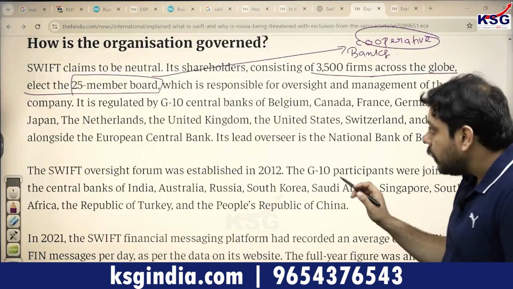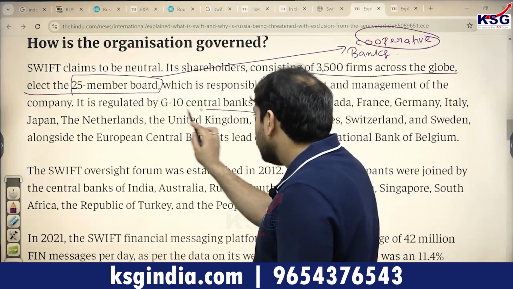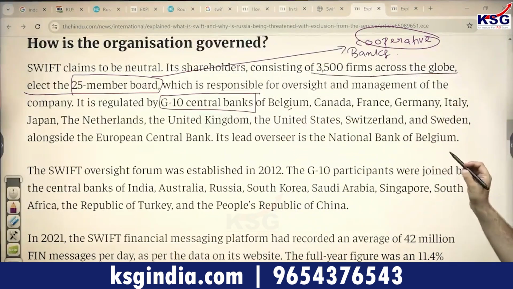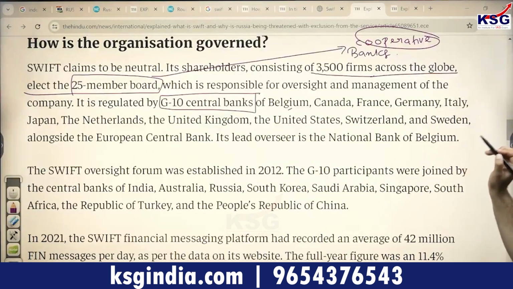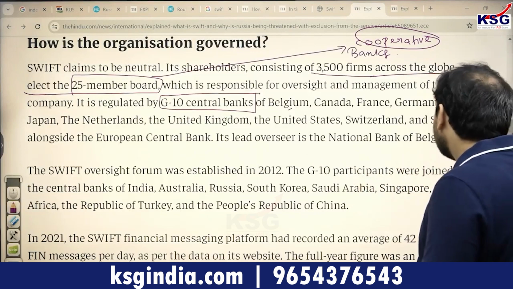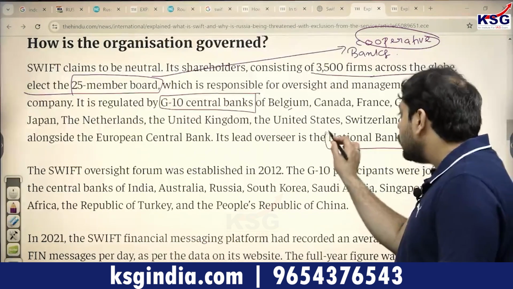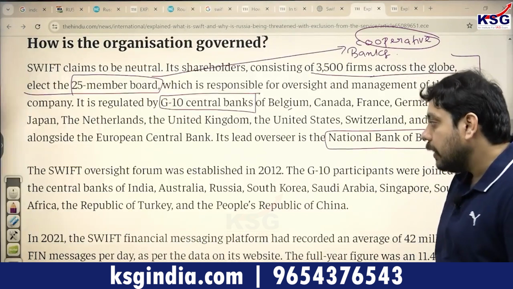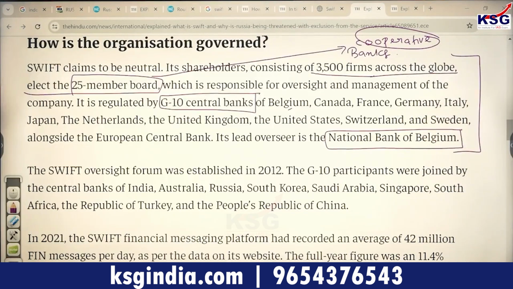It is regulated by the G10 central banks. This we have already seen, which include Belgium, Canada, France, Germany, Italy, Japan, Netherlands, UK, USA, Switzerland, and Sweden. Also, the European Central Bank. Its lead overseer bank is the National Bank of Belgium. I hope that you are able to take a set of notes upon this paragraph very clearly. You may, in fact, really see a question like this in the prelims paper this time. So, I hope you're taking a note of this, class.